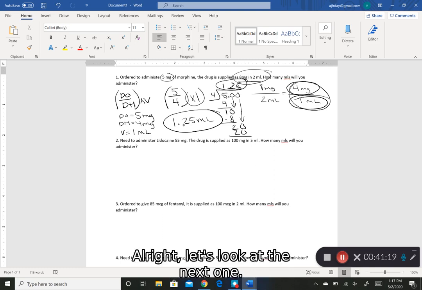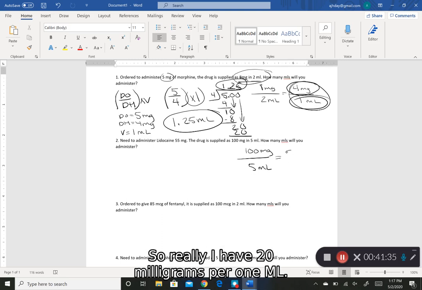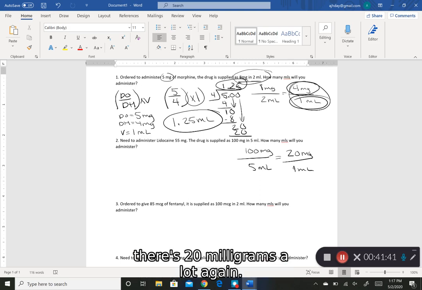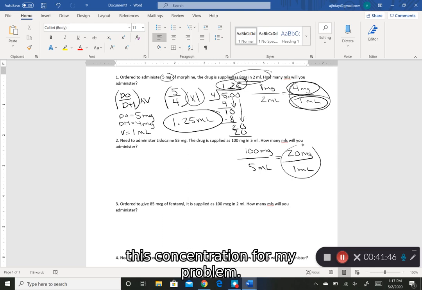All right, let's look at the next one. We want to give lidocaine 55 milligrams. It's supplied in 100 milligrams and 5 mL. So again, we can reduce this. I have 100 milligrams and 5 mLs of fluid. That's divisible, 100 is divisible by 5. So really I have 20 milligrams per 1 ml. So when I'm looking at that syringe, in each ml, there's 20 milligrams of lidocaine. So I'm going to use this concentration for my problem.